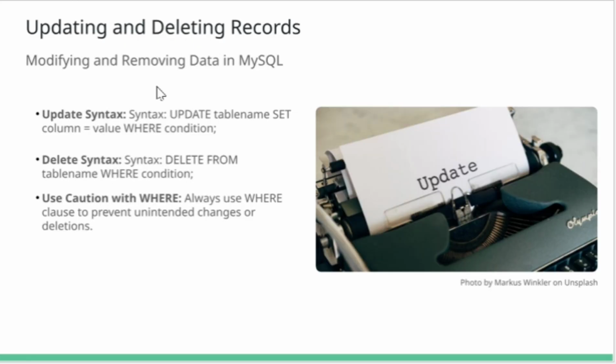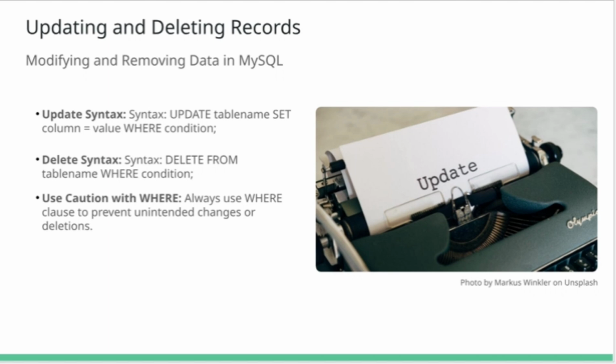In this slide, we'll focus on how to modify and remove the data that is stored in our database. So first one is updating a record. This command changes the value of a specific column for the records that match the given condition. So basically this command is used to modify the data existing in a table.